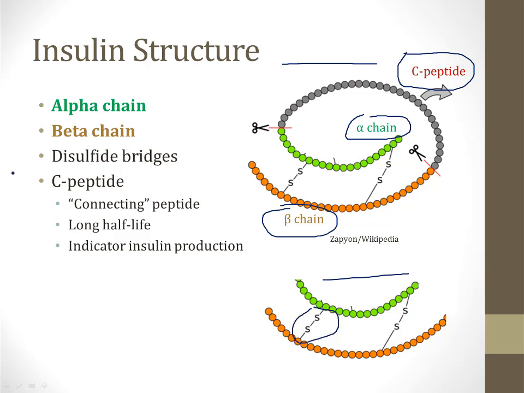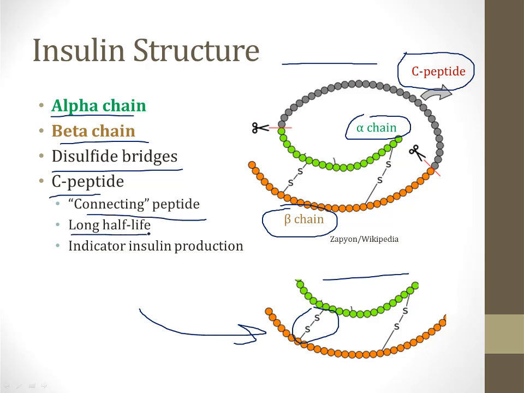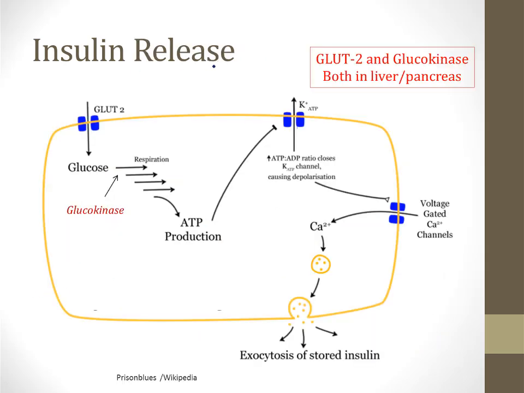And I've summarized this on the left side of the screen. Insulin is made up of an alpha chain and a beta chain connected by disulfide bridges, as shown over here. Cleaved out from proinsulin is the C-peptide. C stands for connecting peptide. This has a longer half-life than insulin, and sometimes we measure this and use it as an indicator of insulin production. Once insulin is packaged in the secretory granules, let's talk about how it's released into the plasma.